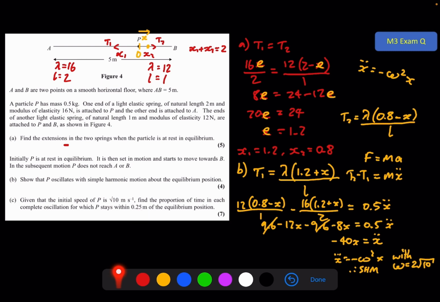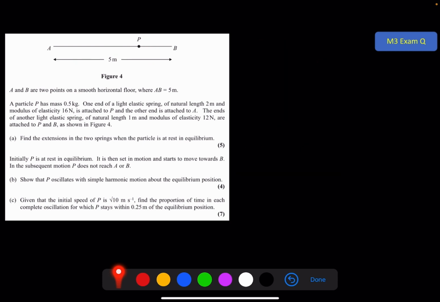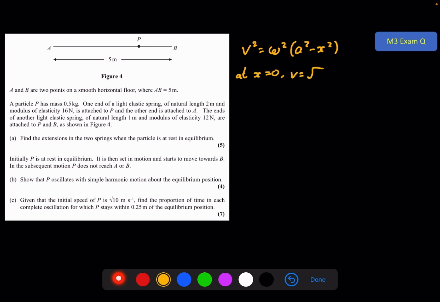To find the amplitude I'm going to use the maximum speed in our speed equation. So that's my general approach. I'm going to need a bit more space here. Given that the initial speed of P is root 10, starting with the equation v squared equals omega squared (a squared minus x squared), we're told at x equals 0, v is equal to root 10.